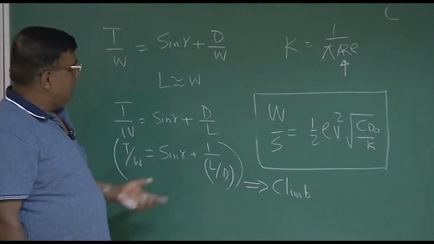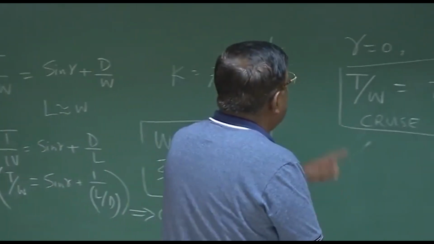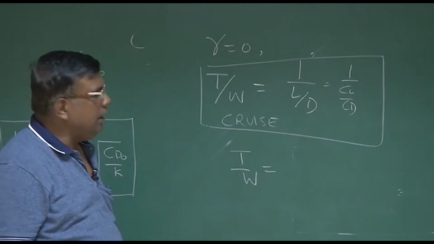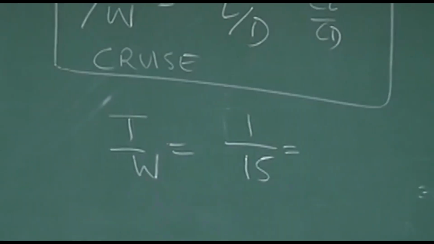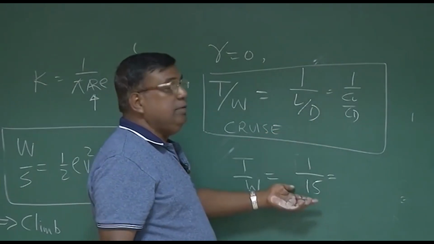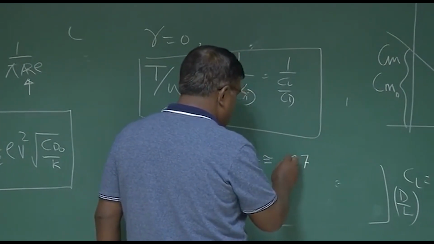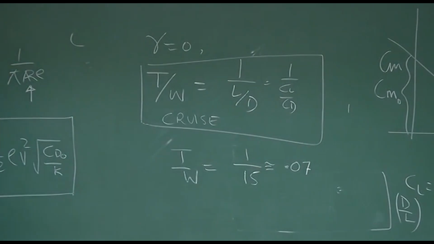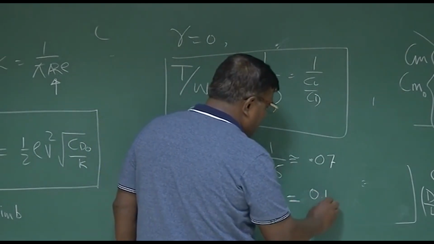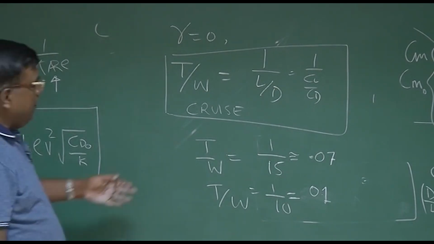Typically T by W should be how much for a cruise airplane? You could see that for a cruise, what I require T by W should be, let's say CL by CD I am flying at 15, is a good number most of the time. So it will be 1 by 15. We are looking for a rough estimate of T by W during cruise. If I say L by D or CL by CD is 15, which is a realistic number, then T by W will be roughly 0.07. Suppose you are flying at a CL by CD of 10, then T by W will be 1 by 10, and that is 0.1. This is the requirement in the cruise. You could see that these values are pretty less.